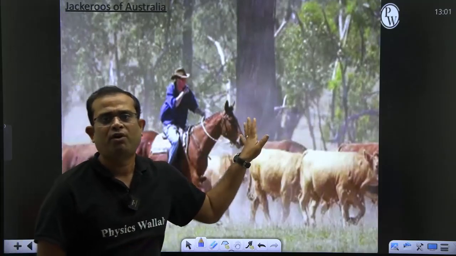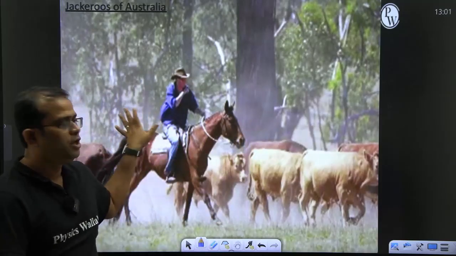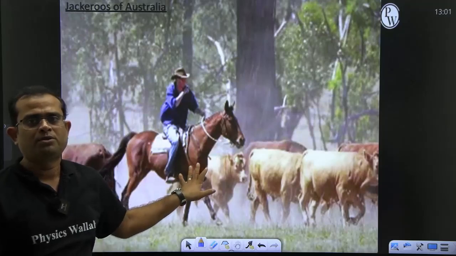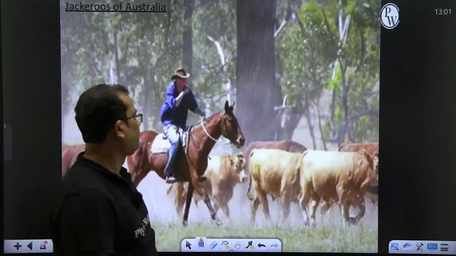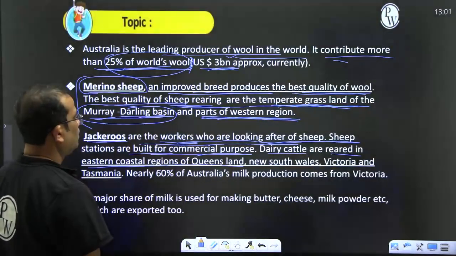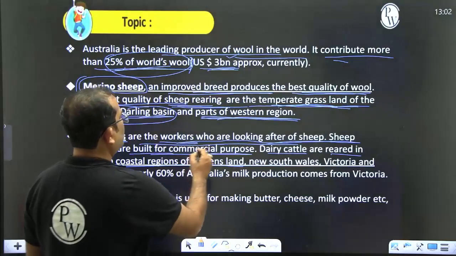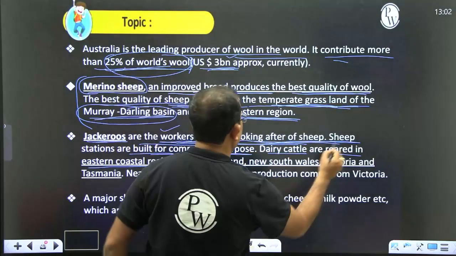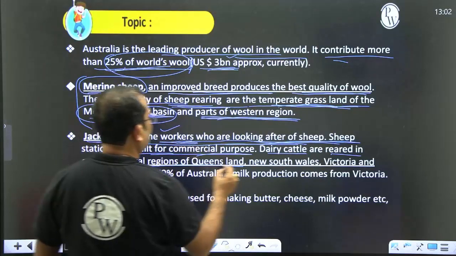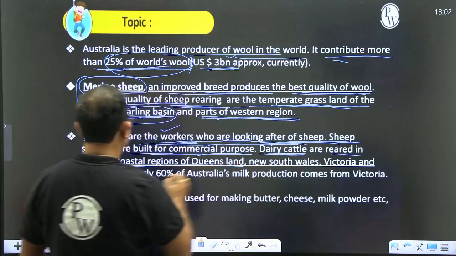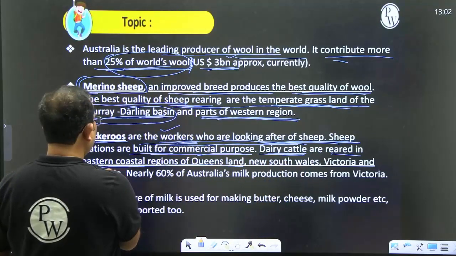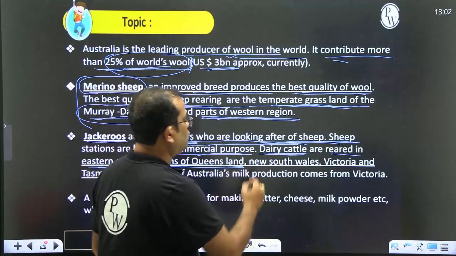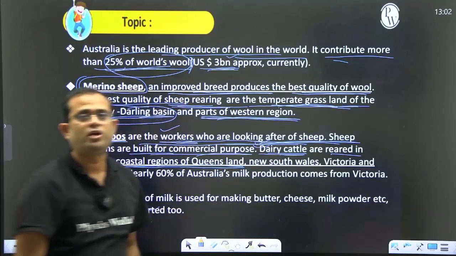So specially for farming purposes, meaning pastoral farming, right? Jackaroos are the workers who are looking after the sheep. Sheep stations are built for commercial purposes. Dairy cattle are reared in the eastern coastal regions of the coastline. So dairy farming is one of Australia's major activities.